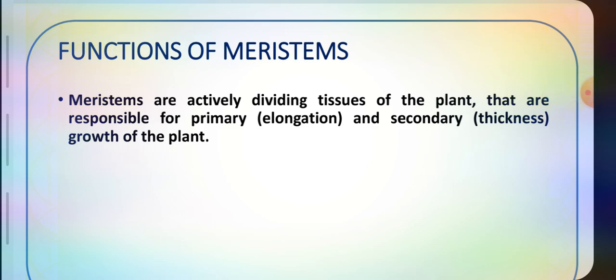Okay, what are the functions of meristems? Meristems are actively dividing tissues of the plant. So the meristematic tissue's only function is to divide and redivide and produce new cells, and they are responsible for primary growth as well as secondary growth. What do you mean by primary growth? Elongation. What do you mean by elongation? Growing vertically upwards, vertically downwards, in length.